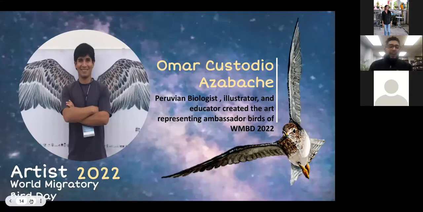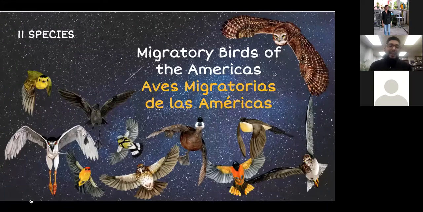Each bird from the World Migratory Bird Day has a particular position, and we gave information to Omar so he could draw them in this way, because each of them is looking at the audience. So we see them flying directly towards us. That is in order to catch the attention of the public and let them know that this problem does not only affect birds, but people as well.